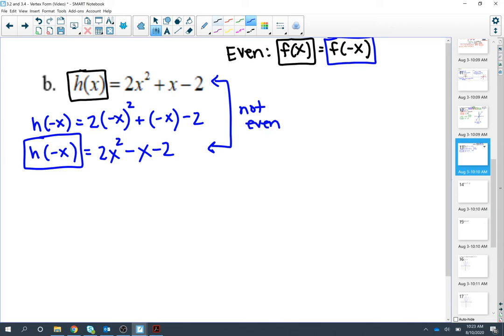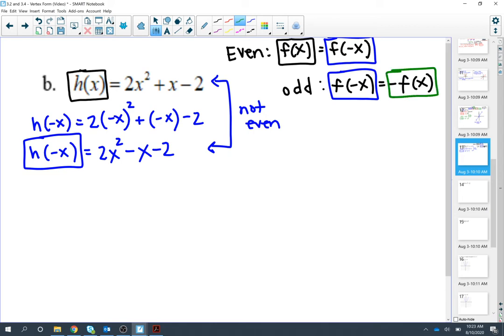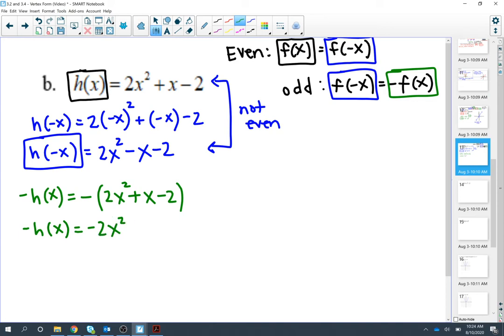Then the next thing we have to check for is odd. So odd is if f of negative x equals negative f of x. And once again, we already know h of negative x because we just found it. So now we have to find negative h of x, which means take the original function and stick a negative out front. So negative h of x equals negative, and then we have the original function: 2x squared plus x minus 2. If we simplify, I'm going to distribute that negative, so negative h of x equals negative 2x squared minus x plus 2. There's my negative h of x.